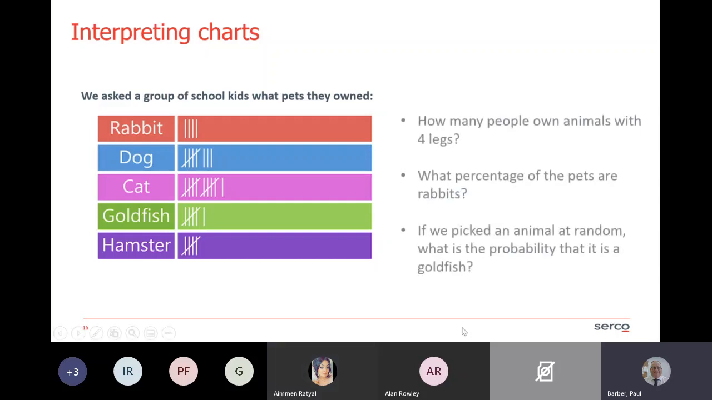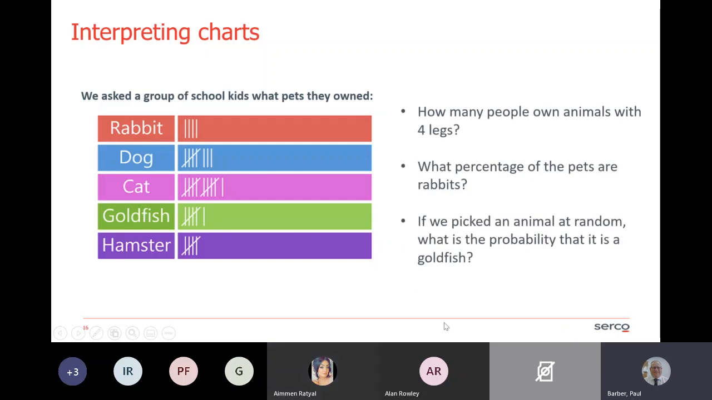So there may be something straightforward. How many people own animals with 4 legs? I had a debate with my son yesterday. A rabbit, dog, and cat we were okay with. We had a debate whether a hamster has 4 legs or 2 legs and 2 feet. I think they're legs. So I won't share that, so you just add this up.